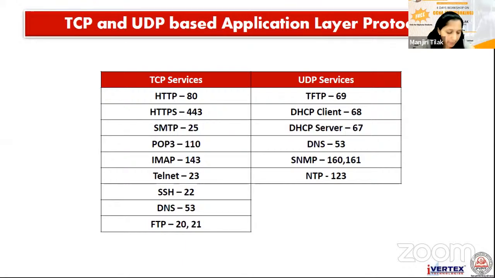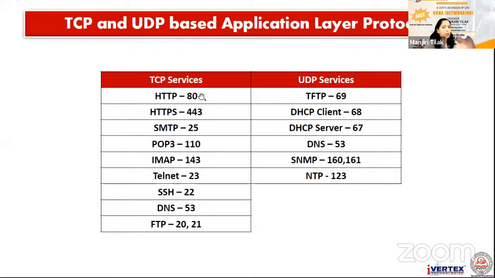So see, HTTP uses 80, HTTPS uses 443, SMTP is 25, POP3 110, IMAP 143, Telnet 23, SSH 22, DNS 53, and FTP uses port numbers 20 and 21. All these application layer protocols are based on TCP, but some of the protocols are based on UDP, and which are they? TFTP, then DHCP client, DHCP server, DNS, SNMP, and NTP. So all these are UDP based services.